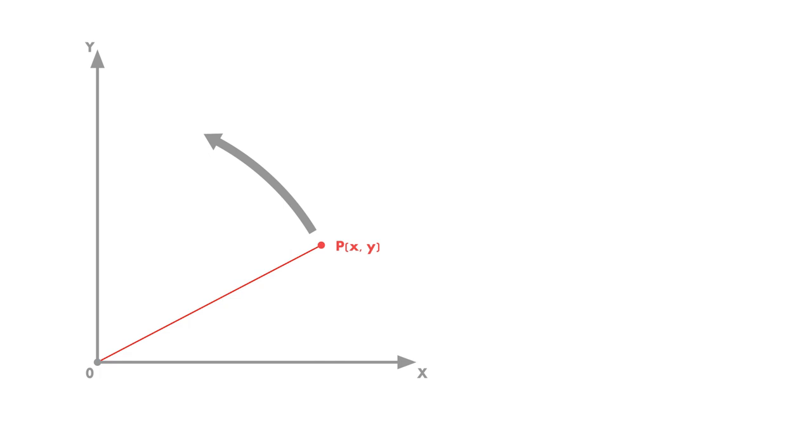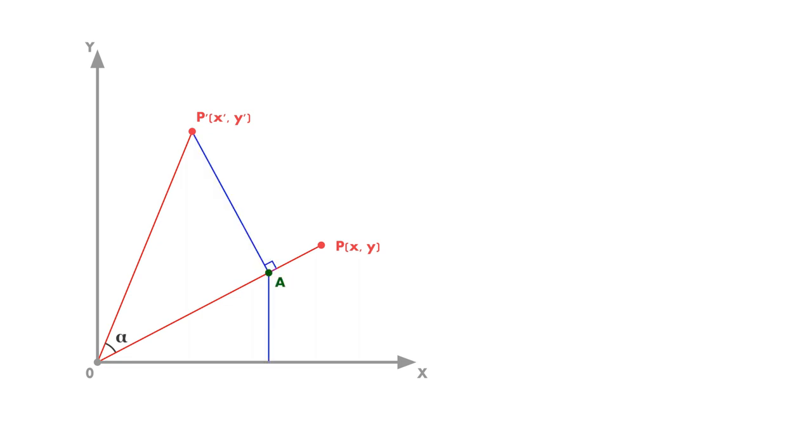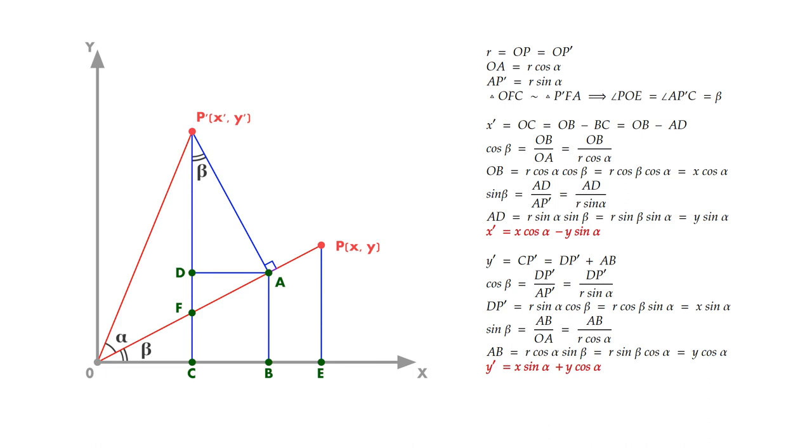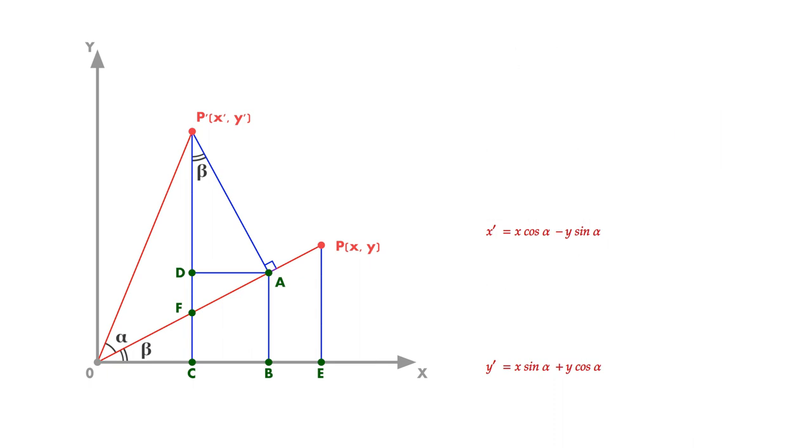Consider a point with the coordinates x and y. This point is rotated around the origin by the angle alpha. Find the new coordinates, x prime and y prime. As you can see, the solution is not exactly trivial, and we will not be going over it. If interested, pause the video and peruse it at your own leisure. The final formulas are simple and elegant.